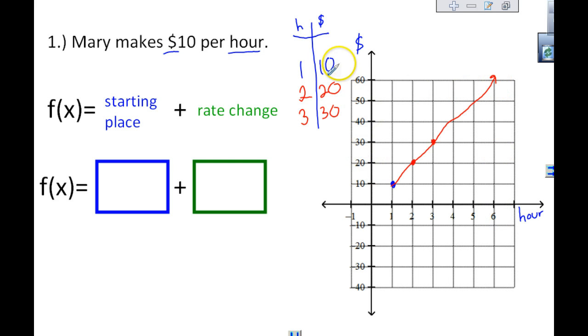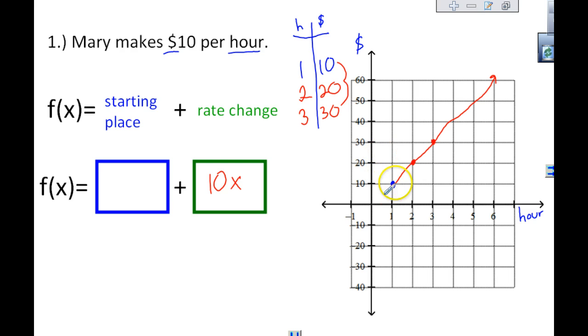Now, what is the rate of change here? $10. Yeah, so it's going up by 10 each time. So your slope is 10. That's what it's increasing by each time. That's the same as how many new blocks are added on the next picture. Yeah, we added 2 more, we added 3 more. Same idea.